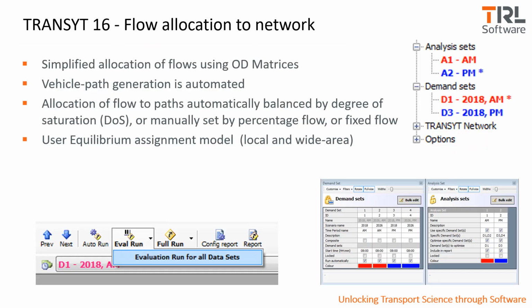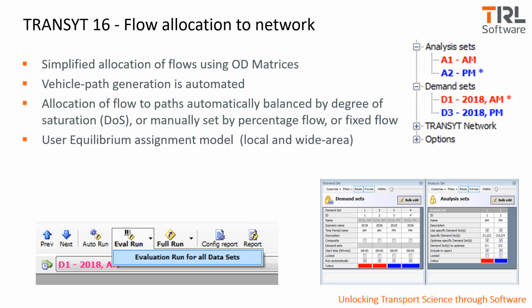So let's look now at the flow allocation to network. This is a particularly important aspect of the product because obviously without flows, nothing works. You have a very simplified allocation of flows using OD matrices for each individual junction. You have a vehicle path generation that's done for you, so you don't have to worry about the path generation underneath the skin of the product.